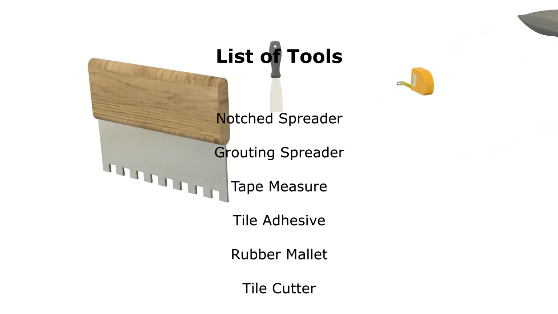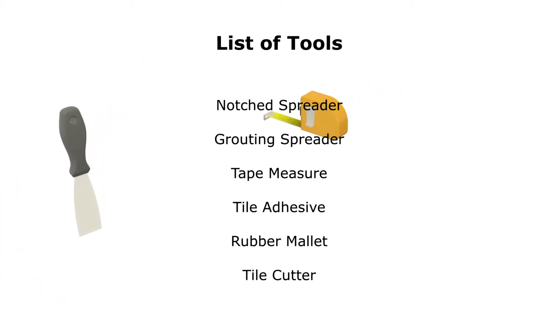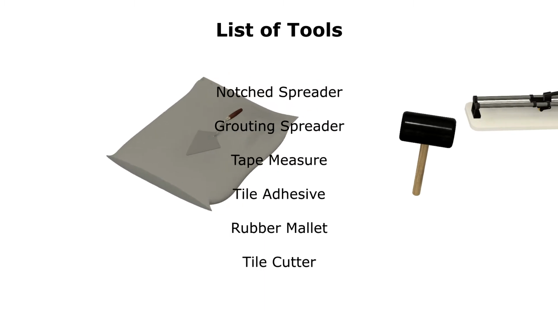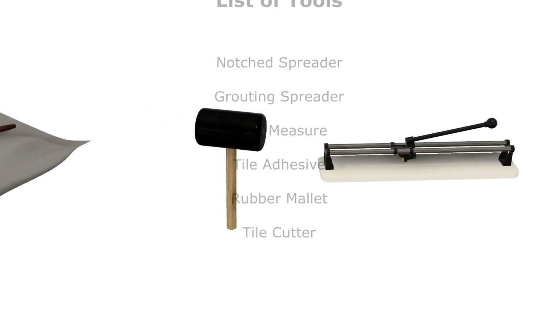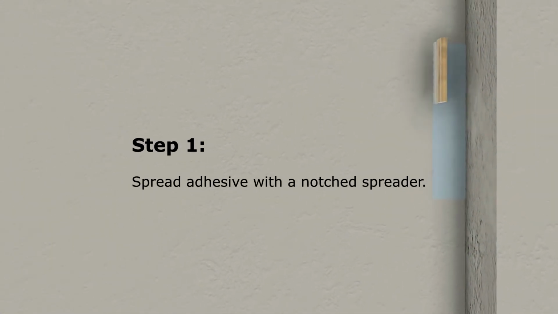List of tools: notched spreader, grouting spreader, tape measure, tile adhesive, rubber mallet, tile cutter. Step 1. Spread adhesive with a notched spreader.